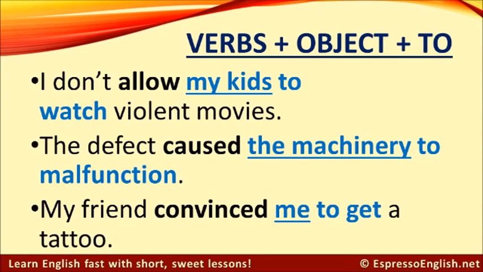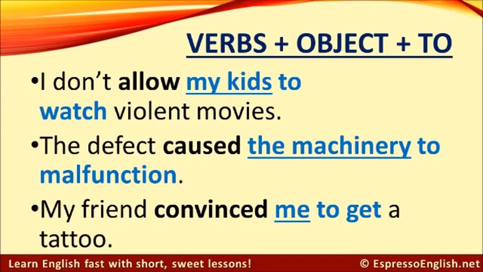The next structure is verbs that are followed by an object and then the to form. For example, I don't allow my kids to watch violent movies. We have the verb allow, and then we have the direct object, my kids, and then we have the to form of the next verb. I don't allow my kids to watch violent movies. Here's another one. The defect caused the machinery to malfunction. The verb is caused, the object is the machinery, and then the next verb takes the to form, to malfunction.